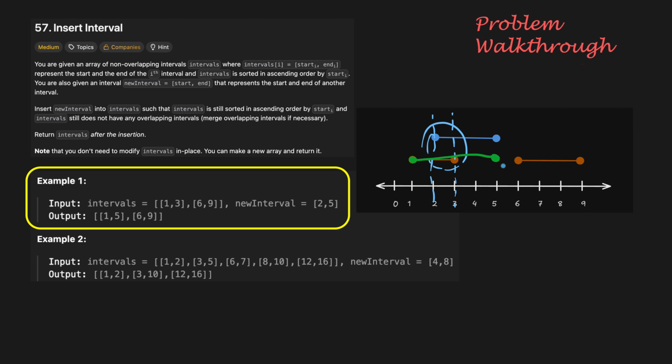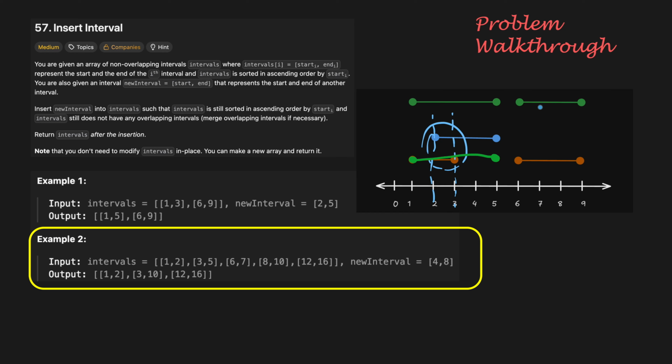Now we check if this newly formed interval overlaps with the next existing interval in the list, and it doesn't, because the end 5 is less than start 6. So we add this new interval and all the remaining non-overlapping intervals to the result list and return this list as the final answer. Now let's look at a slightly more complex example.